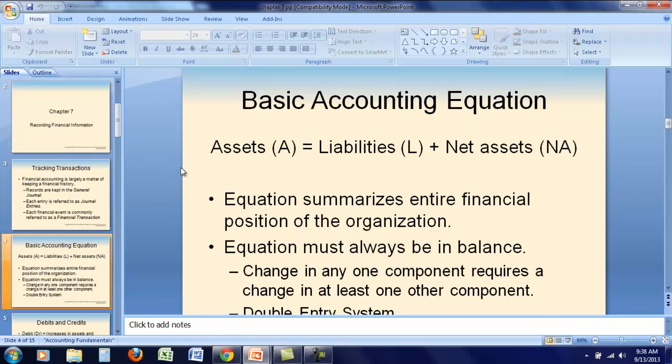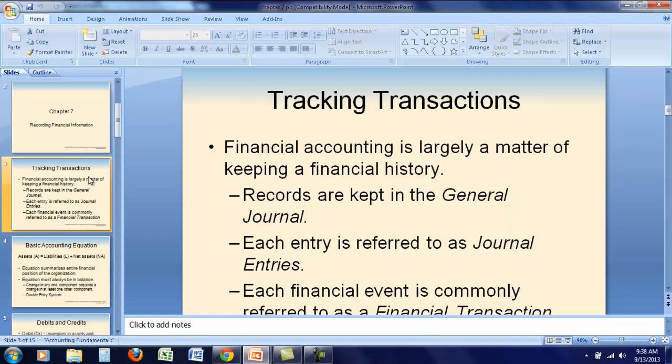So, recording financial information. Let's take a look at Chapter 7. Tracking transactions. Financial accounting is largely a matter of keeping a financial history. So what we do is we record in the general journal, which years ago would actually be like a notebook you could pick up. Nowadays it's kept in computer software.